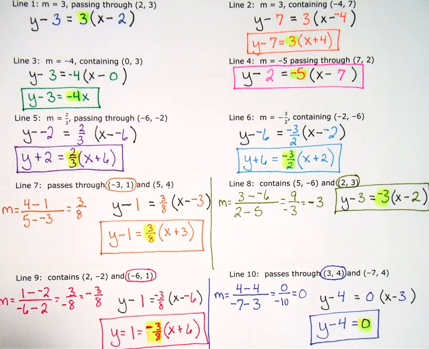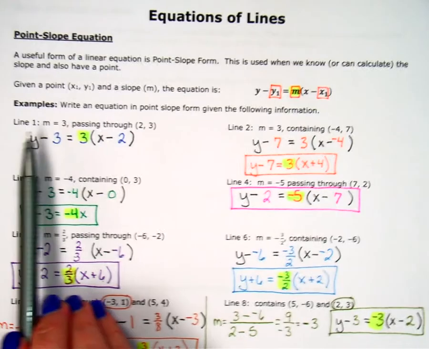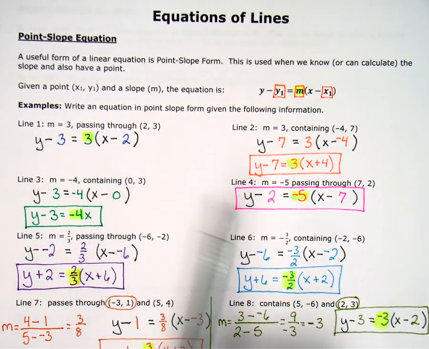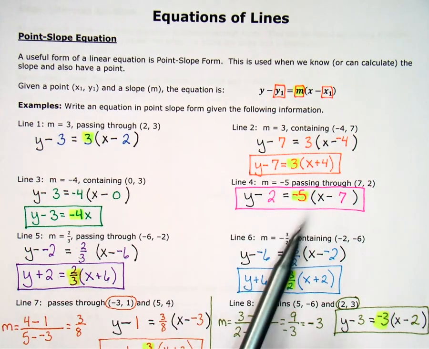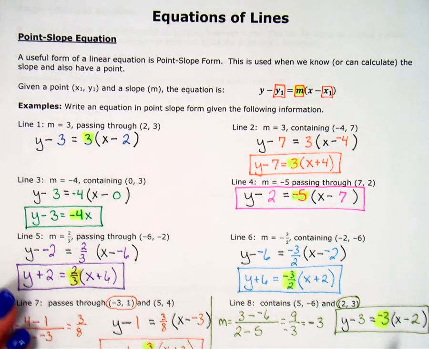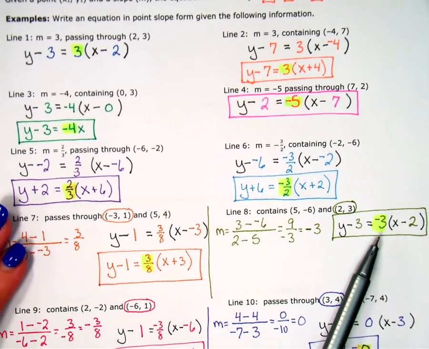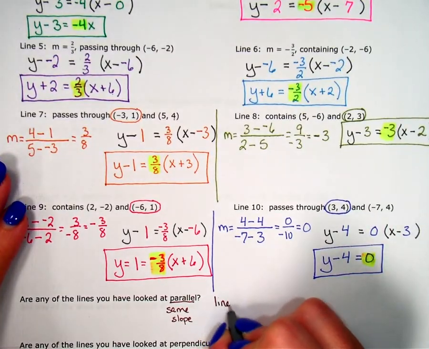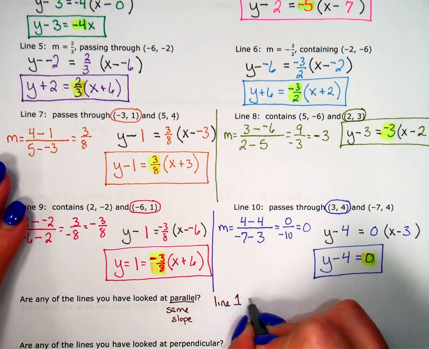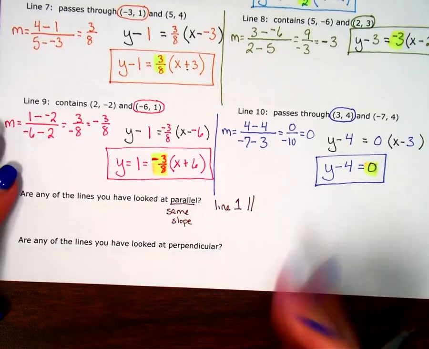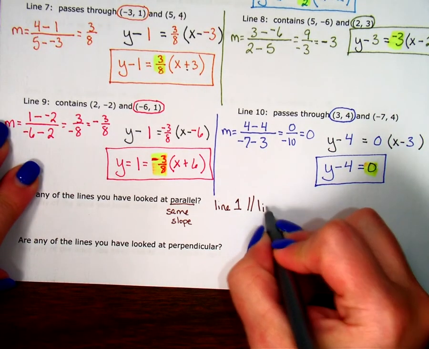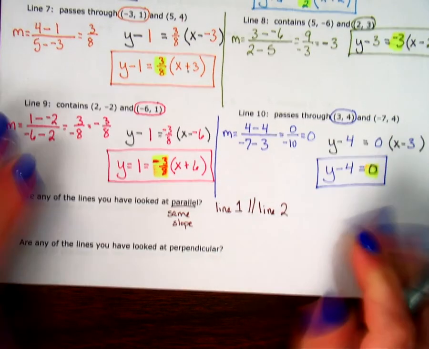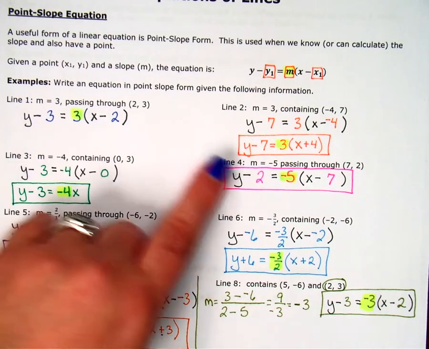So are any of the same? I remember saying 3 twice. So line 1 has a slope of 3, and line 2 has a slope of 3. Now here I have a -3, right? But that's not the same because it's negative. We want positive. So line 1 is parallel. We use our little parallel symbol. Line 1 is parallel to line 2. Line 1 and line 2 both have a slope of 3.